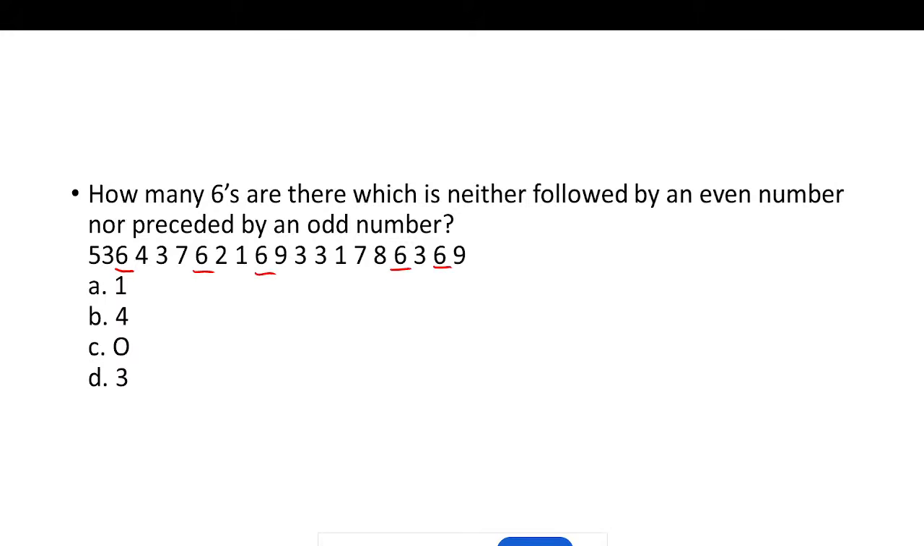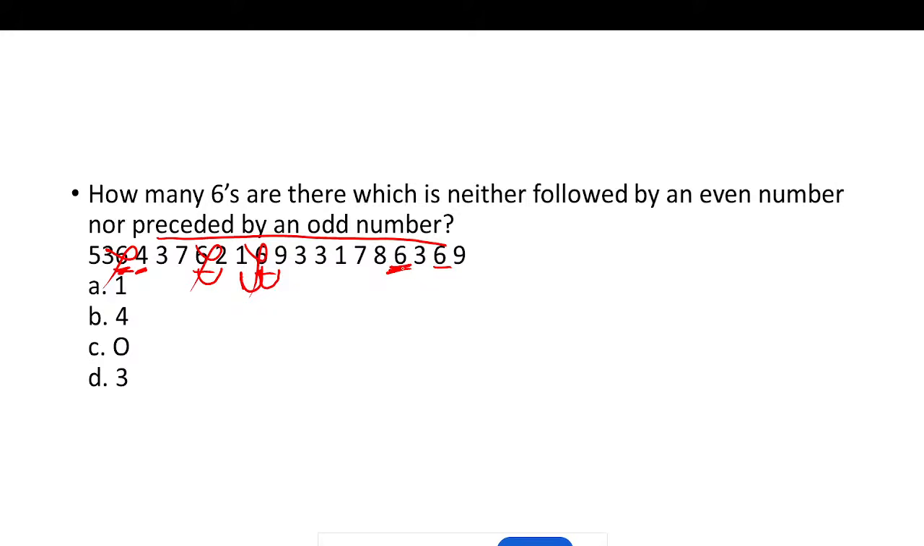In this 5, 6, it is not followed by an even number. Suppose the 6 is here. It is followed by an even number, so it is cancelled. The 6 is here, it is followed by an even number, cancelled. The 6 is here, it is not followed by an even number, okay, and not preceded by an odd number also? A 6 before an odd number is there, so this is also not counted.